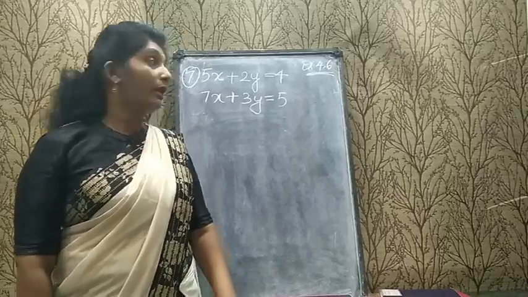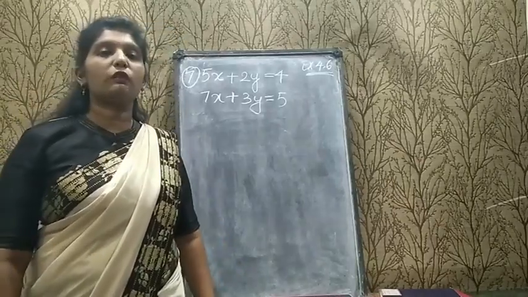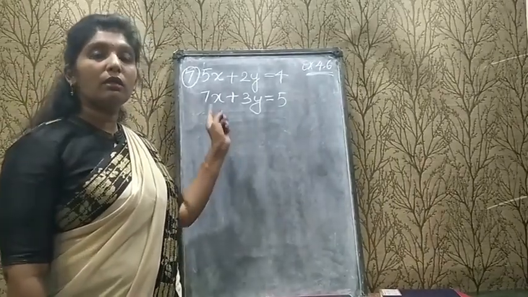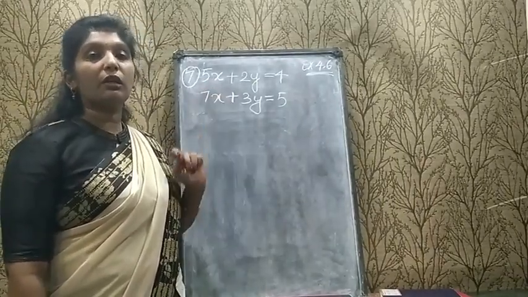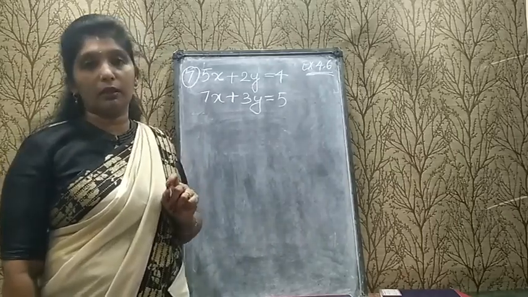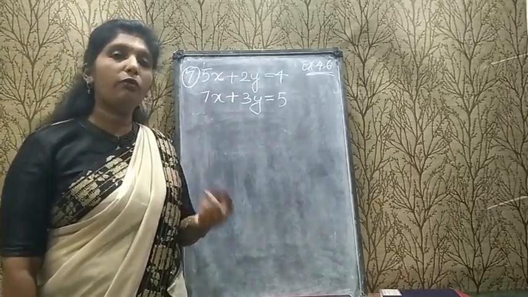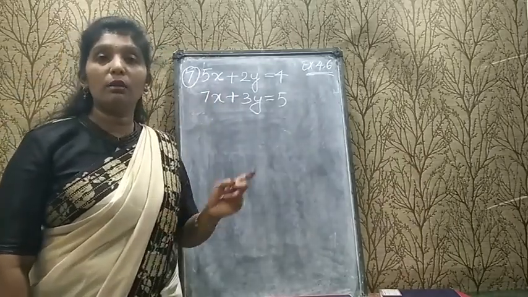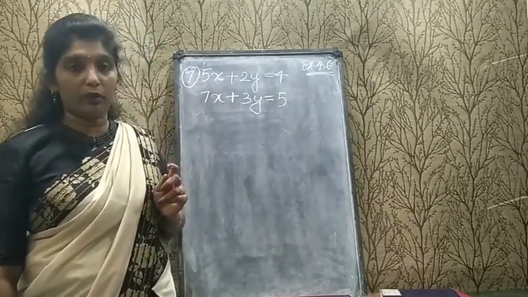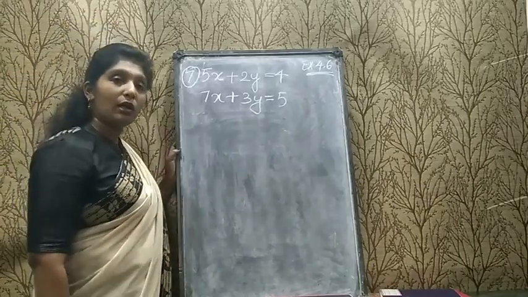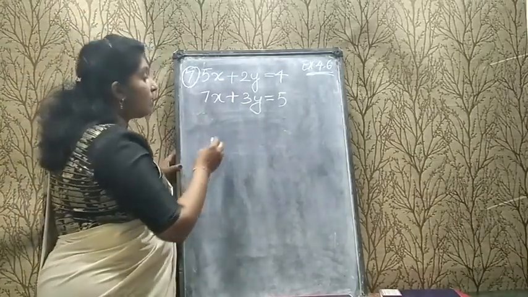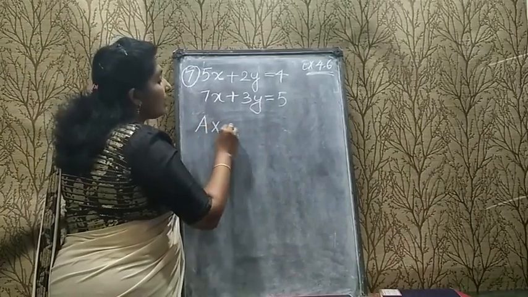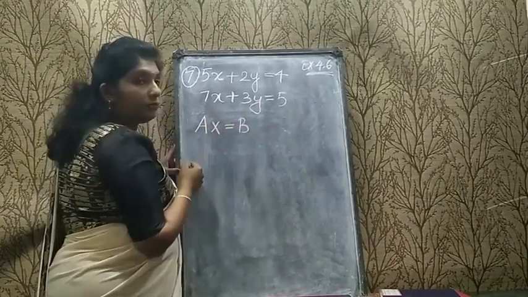Now I am going to explain the 7th question of exercise 4.6. We have to solve this system of equations using the matrix method. So how we have to find the value of x and y using the matrix method, that we are going to see today. First of all, the given equations can be written in the form AX = B.